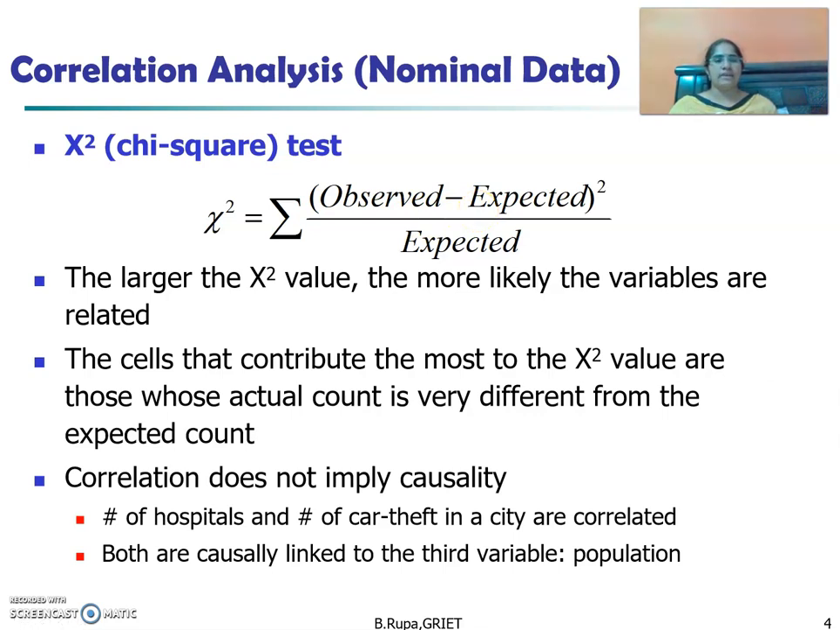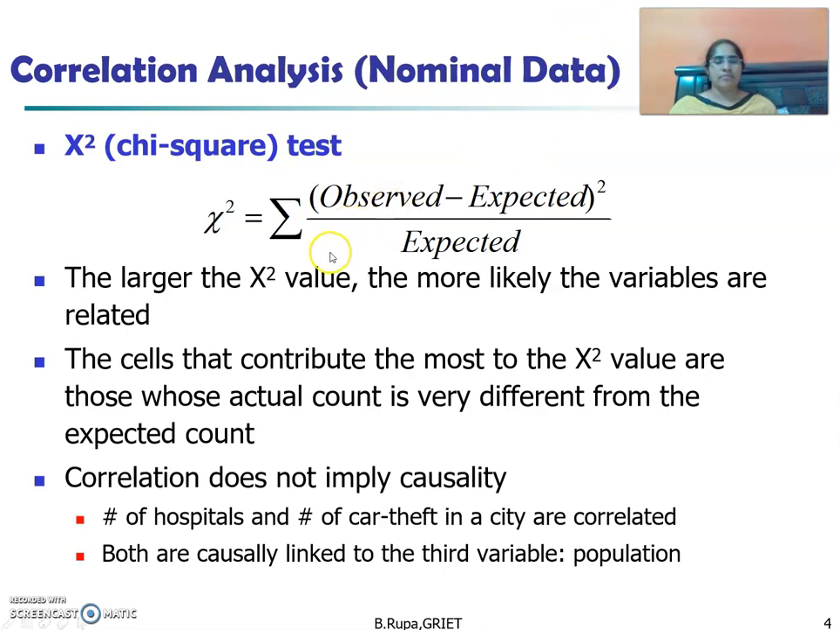For example, the number of hospitals and the number of car thefts in a city are correlated, but they are both causally linked to a third variable, the population. The population obviously is related to the number of hospitals and the number of car thefts in a city. We will see this with an example.